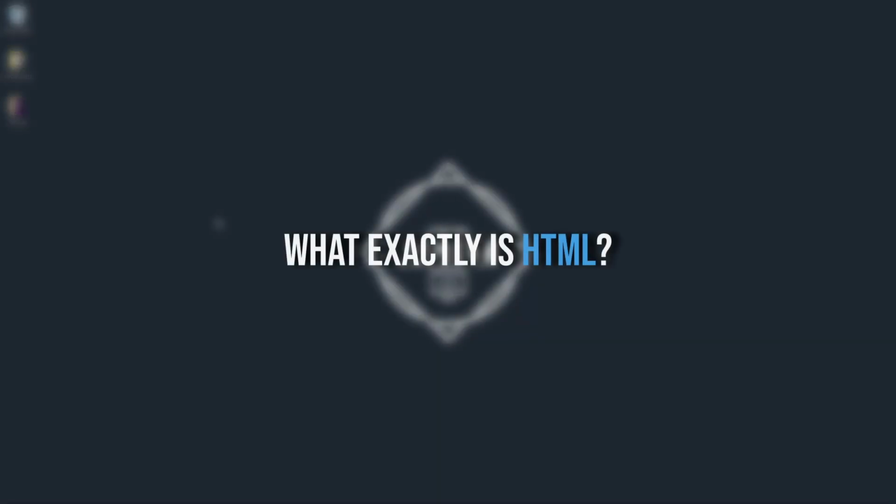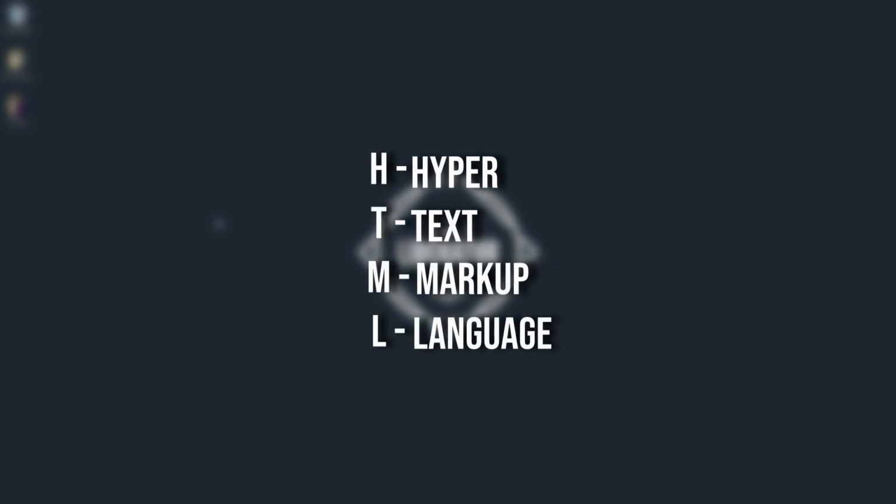So what exactly is HTML? HTML is one of the fundamental languages that is used to build a website and define the structure of web content. HTML stands for Hypertext Markup Language and uses markup to organize and display text. You can think of the word markup as tags, and these tags include an opening tag and a closing tag. An example of this would be something like this.